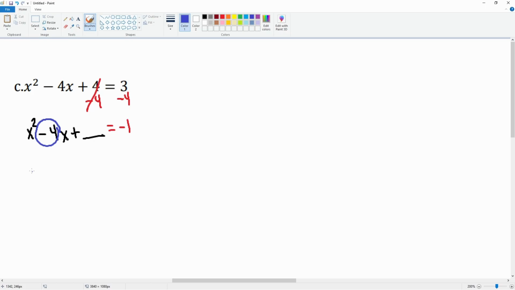So the b term here is a negative 4. Divide that by 2, gets you negative 2. We square it, becomes a 4. But we want to add that 4 to both sides. So let's do that to both sides here. Now you want to factor it.